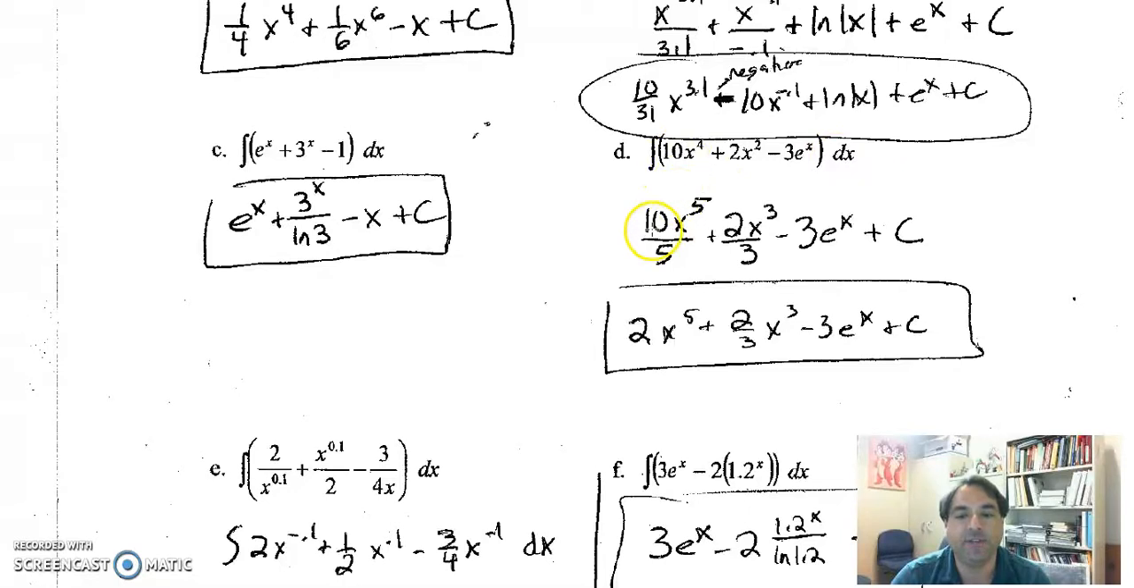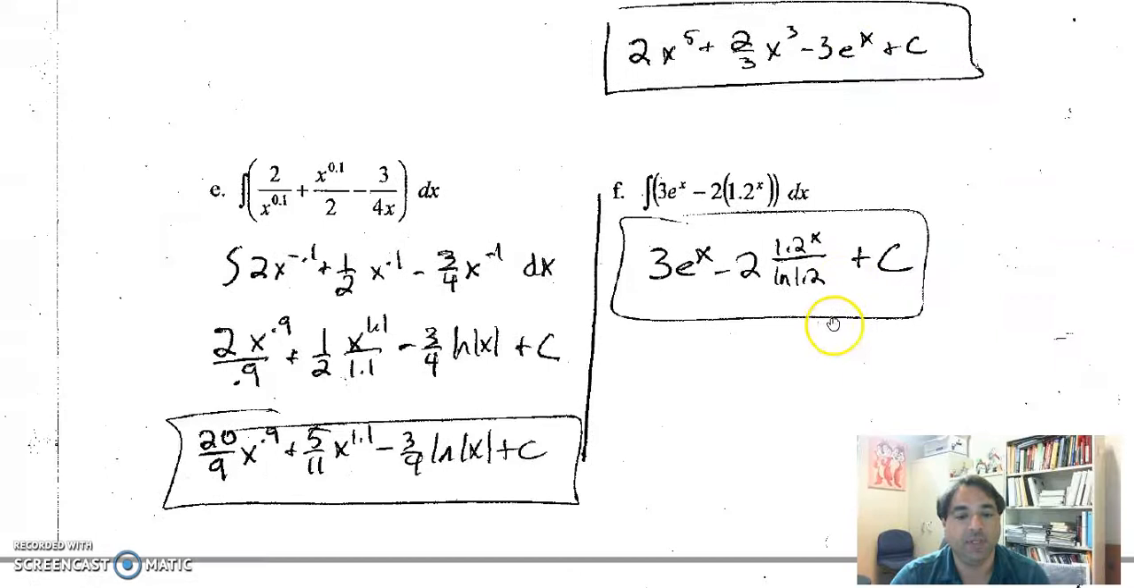The 10 stays in front. X to the 4, add 1, that's 5, divide by 5. 10 divided by 5 is 2, x to the 5th. 2x squared, 2 stays in front, add 1, 2 plus 1 is 3, divide by 3. That gives us 2/3 x to the 3rd. Minus 3 e to the x, the minus 3 stays in front, integral of e to the x, e to the x. Don't forget your plus c. So we have 2x to the 5th plus 2/3 x to the 3rd minus 3 e to the x plus c.